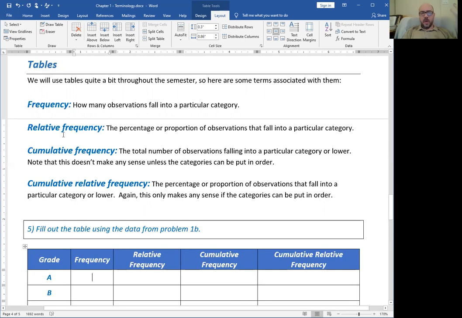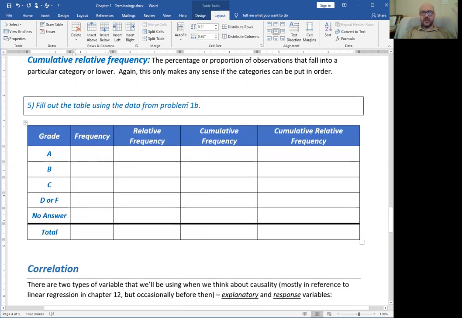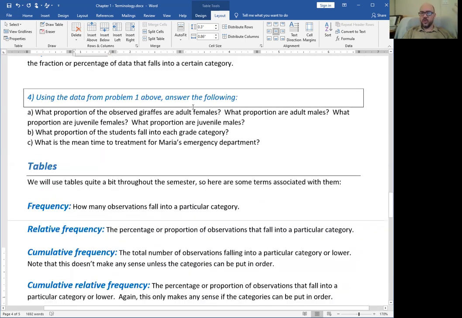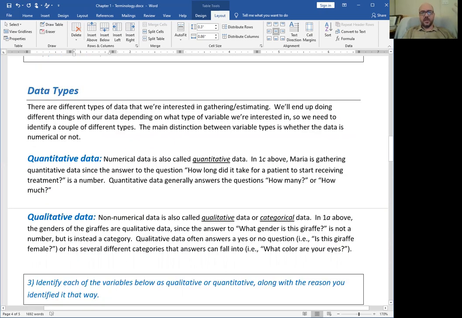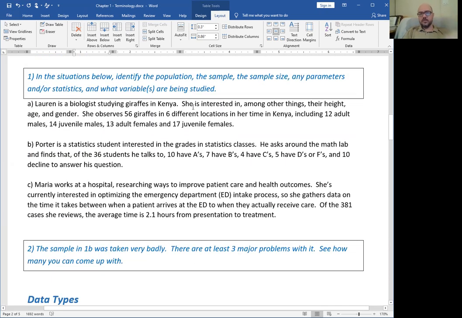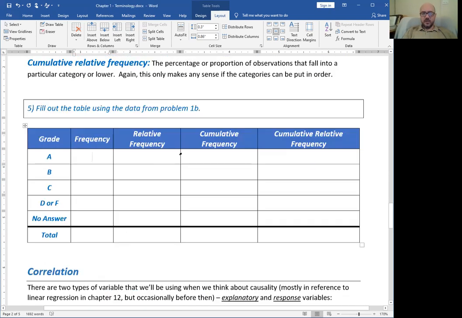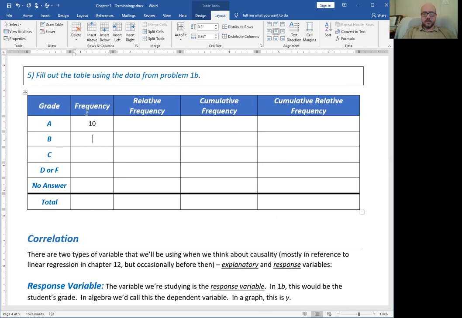So here I want to fill out this table using the data from problem 1B. So that was where Porter was very badly gathering data on statistics grades. So he talked to 36 students, 10 A's, 7 B's, 4 C's, 5 D's or F's, and 10 no answers, 10 declined to answer his question. So that's 10, 7, 4, 5, 10. Let's go ahead and put those in the frequency column. So that's 10, 7, 4, 5, and 10, with a total of 36.